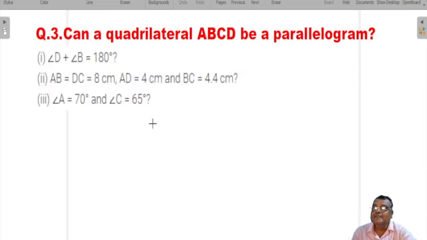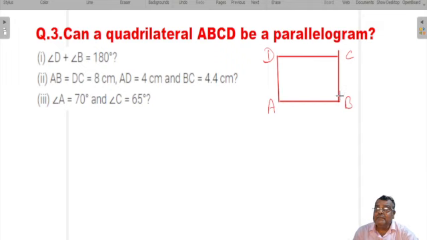Let's see the next. Can a quadrilateral ABCD be a parallelogram? If angle D plus angle B equal to 180 degree, it is possible. It is possible in this case. You see, one parallelogram I am drawing. This may be a parallelogram. A, B, C, D.